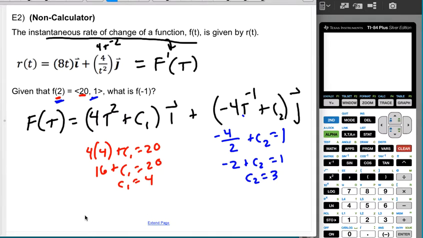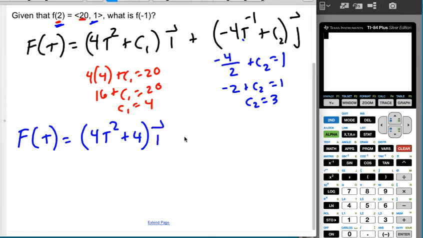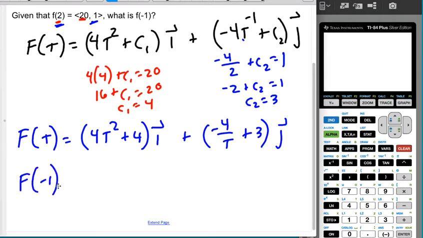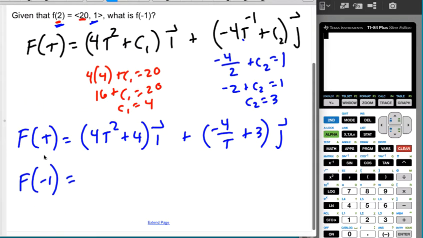So I'm then going to write f of t equals 4t squared plus 4 in the i direction, plus this negative 4 over t plus a 3 in the j direction. But that's actually not what I was asked to find. I was asked to find f prime of negative 1, or sorry, f of negative 1. So I'm going to go ahead and plug negative 1 in, and I'm going to show you a shortcut in a sec that you could figure this out faster, and I'll show you how it would work if you'd like.